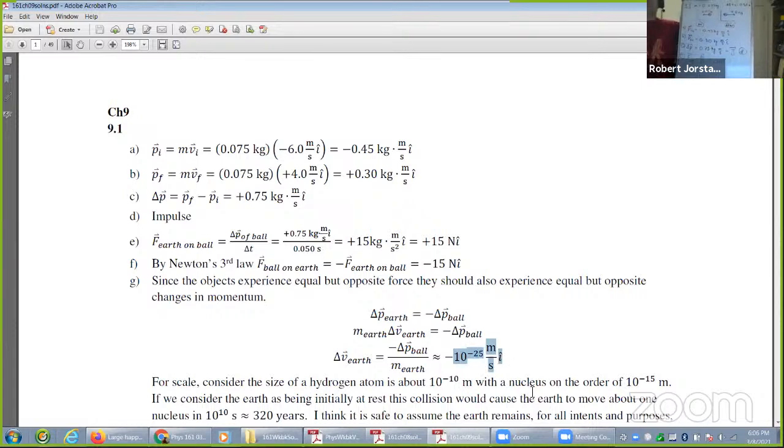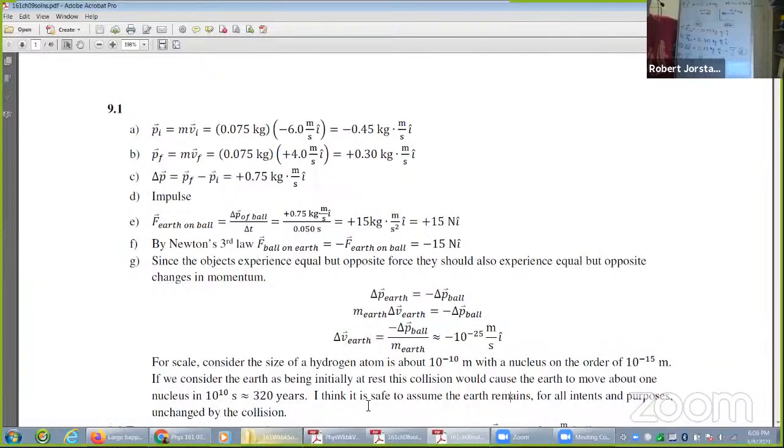10 to the minus 25th meters per second. So this means the Earth would go backwards at such speed that it would pass a nucleus in approximately 320 years. Okay. The Earth is, for all intents and purposes, unchanged by this.